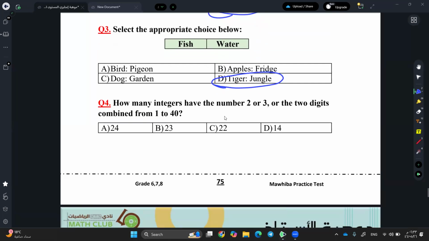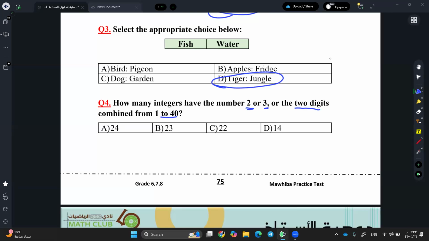Okay, question number 4, 5, and 6. How many integers have the number 2 or 3 or the two digits combined from 1 to 40?